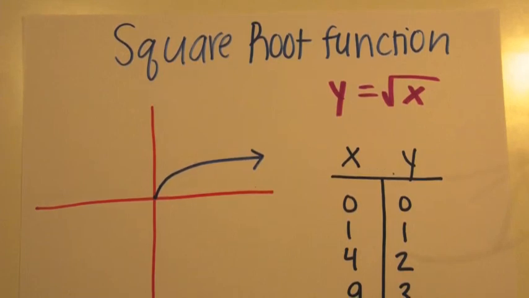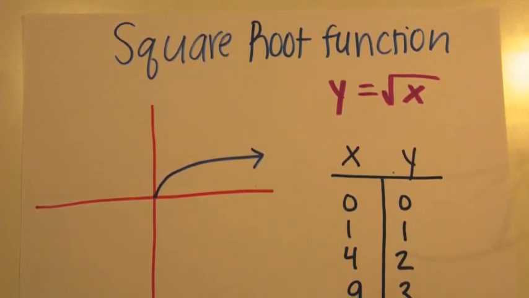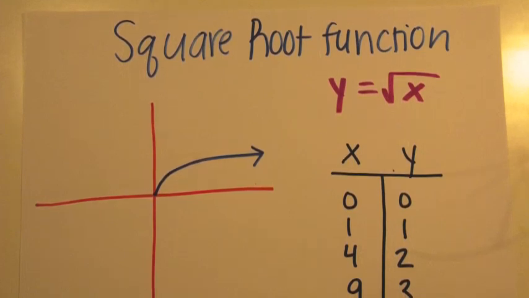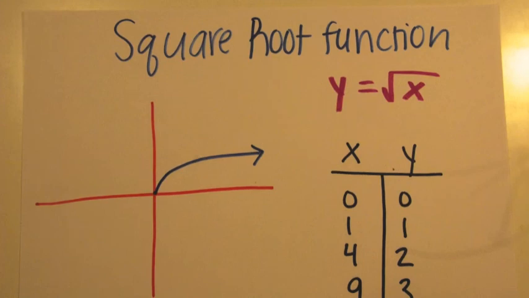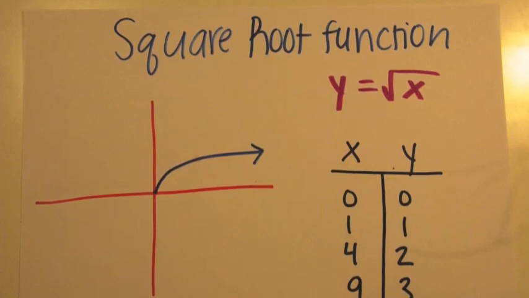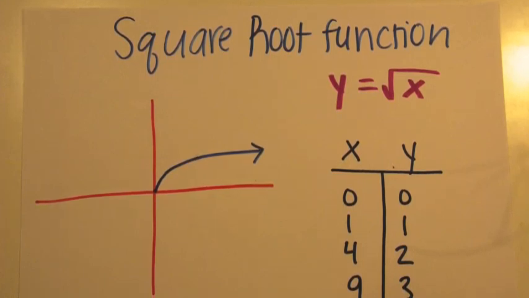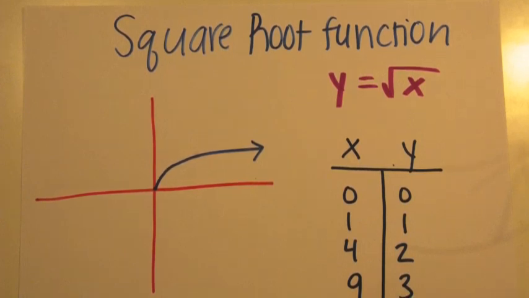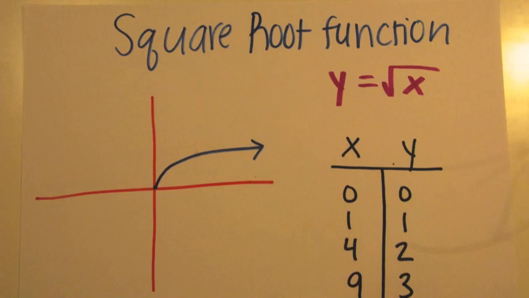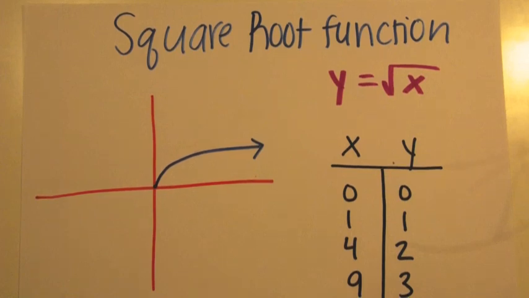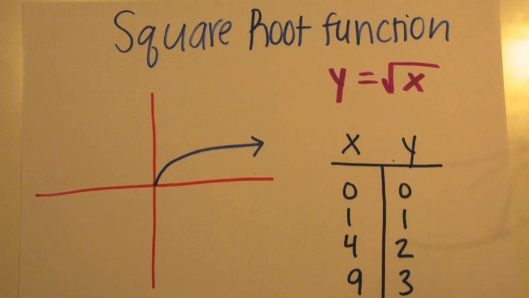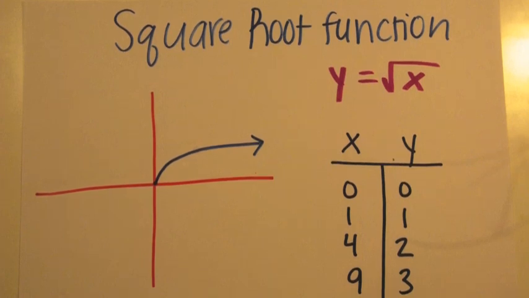The graph of a square root function increases from 0 to infinity. The graph crosses the x-axis at 0 and the y-axis at 0. So the x-intercept is 0 and the y-intercept is 0. The local minimum, which is also the absolute minimum in this case, is 0, 0. There's no maximum because the graph increases from 0 to infinity.